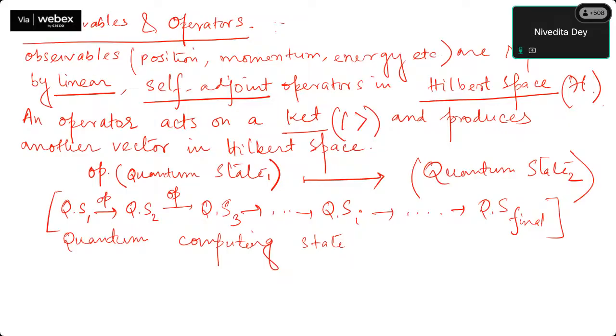So unlike classical, where we primarily deal with some variables, some function calls, and all these things, here whatever operation we do through some operator, which operates on the ket form of a quantum state, basically does what? It does the transformation of one state into another. And through a sequence of transformations, we get the desired quantum state. Once we get the desired quantum state, we measure it in order to get the desired outcome. This is something that we follow. So this is known as quantum computing state transformation.